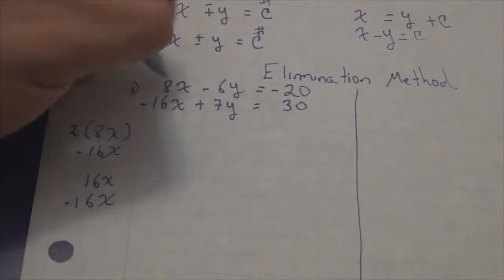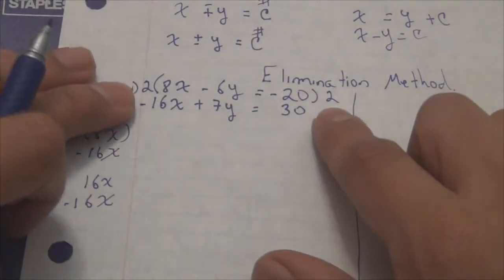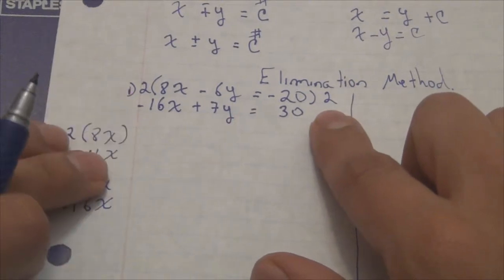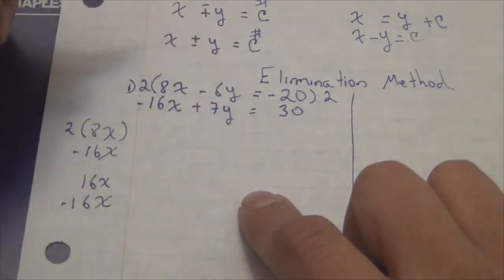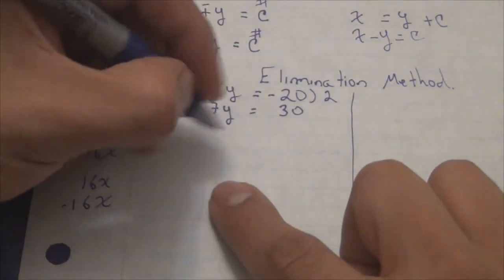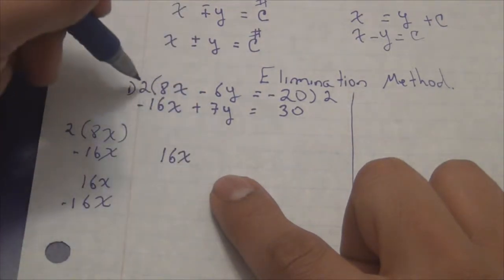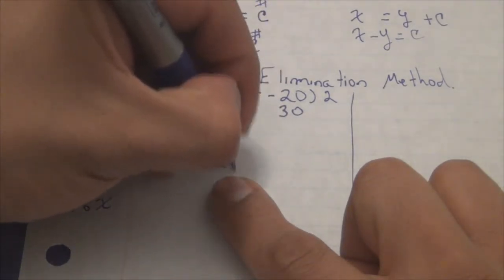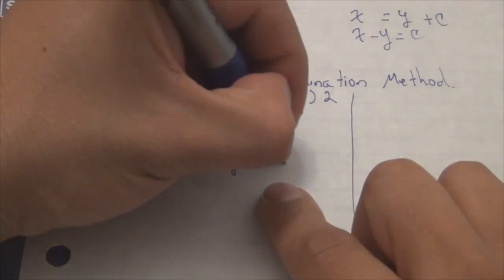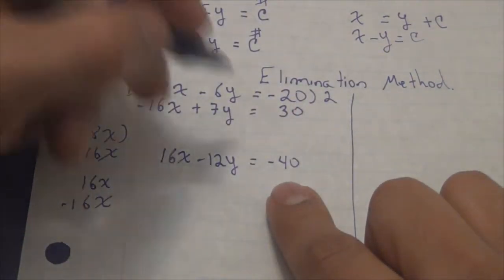So now we multiply the top equation, the whole thing, not just one number, because you have to keep it balanced. The whole thing by 2. We just saw that. And we're going to write our two new equations here. So let's distribute. You get 16x minus 12y equaling negative 40. We didn't do anything to the bottom one.